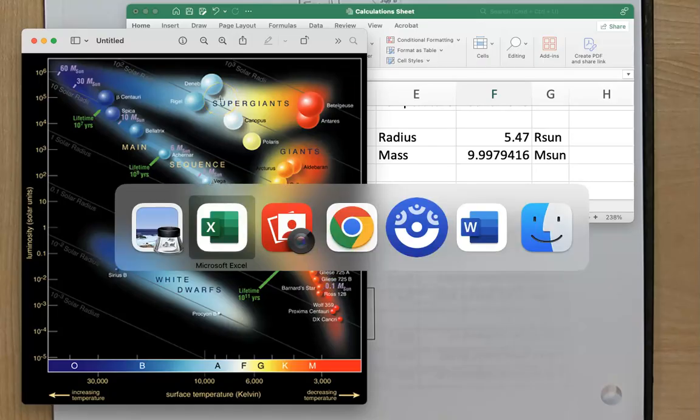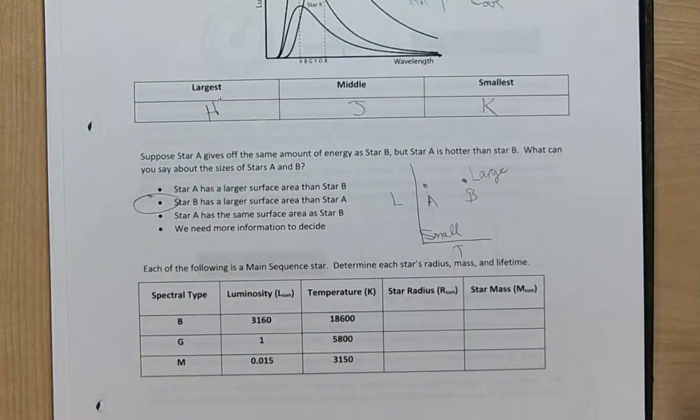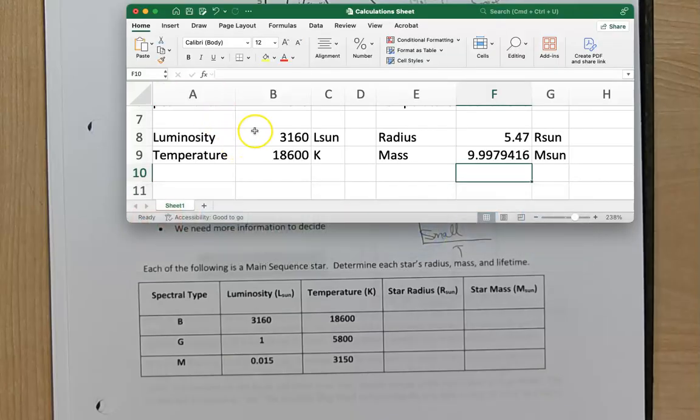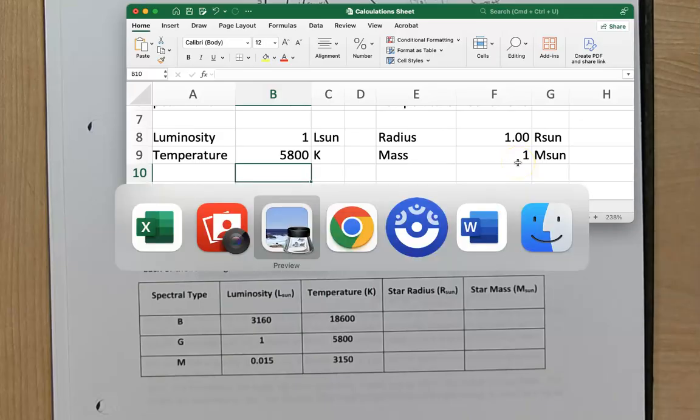Okay, so how about the next one? How about the G-type star? 1 solar luminosity, 5,800 Kelvin. Well, can you think of a star that has a luminosity of 1 solar luminosity and a temperature of 5,800 Kelvin? Well, that's the sun. So this star must be something really similar to the sun. And so we would expect that it has a radius like the sun and a mass like the sun. Makes sense. Let's check our HR diagram and see if that makes sense.